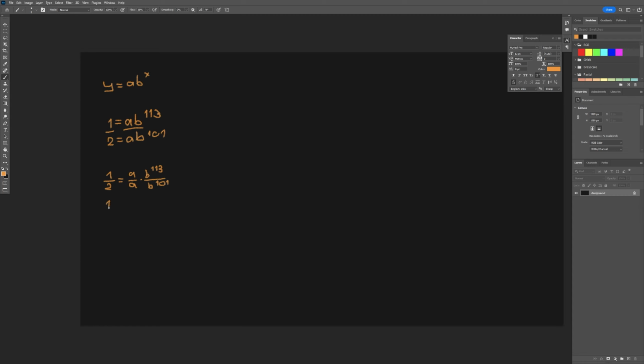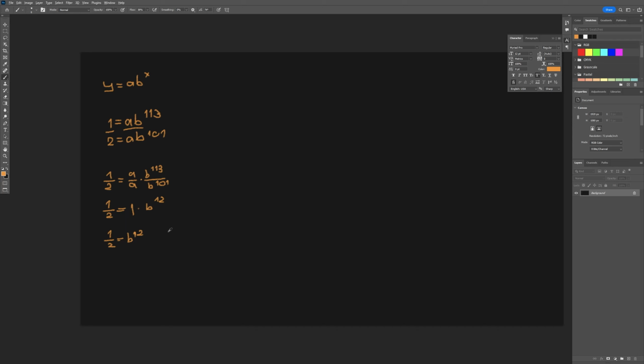And this equals 1 over 2 and 1 multiplied by 113 minus 101. That's b to the power of 12. That's going to be a really low number. This is going to be really low, but this number is something that corresponds to pitch actually, so it's not looking stupid.